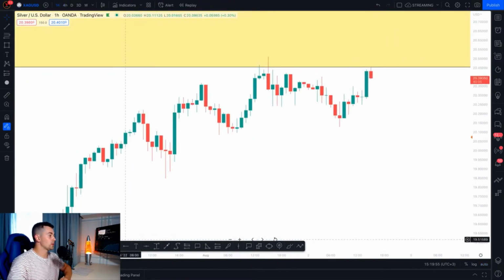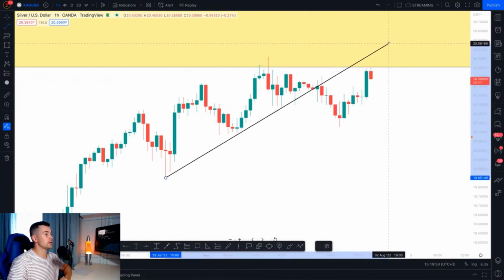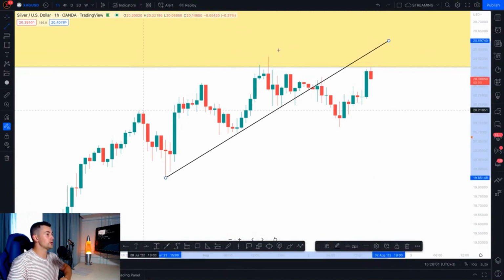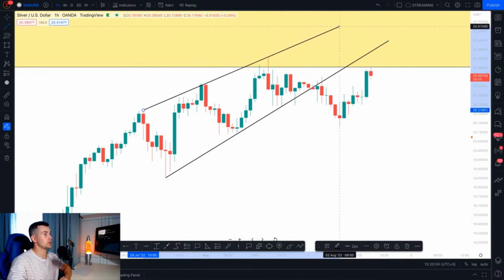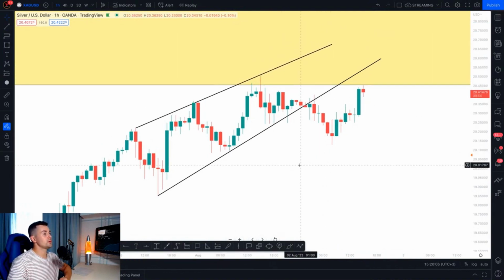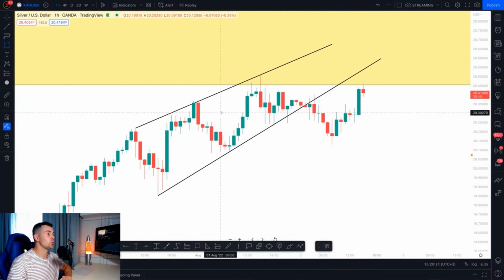First of all, analyzing the highs and lows on silver, I spotted a rising wedge pattern. Yeah, you can see it right here. We have a very acute rising wedge, and once the price reached our daily supply area, the price broke the support of the wedge to the downside. We closed below that.